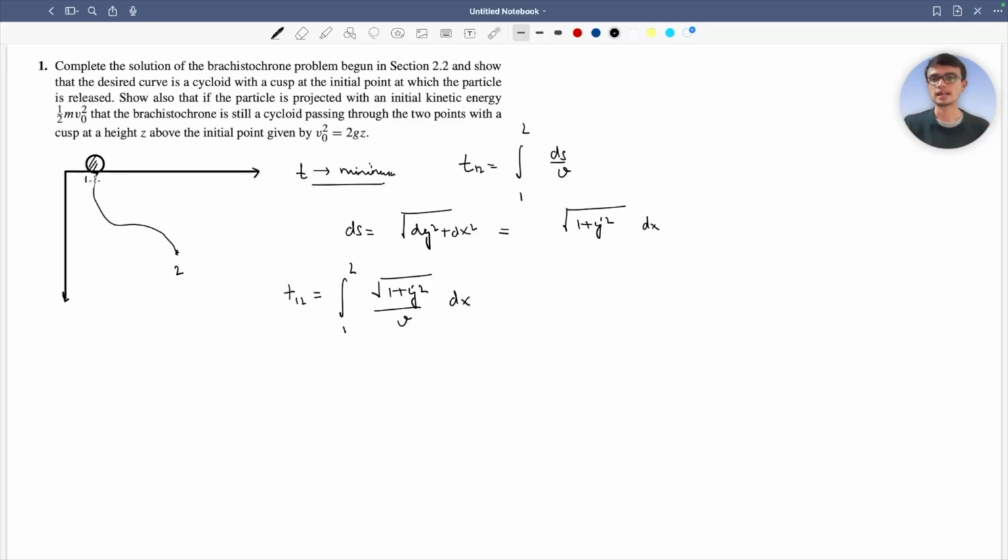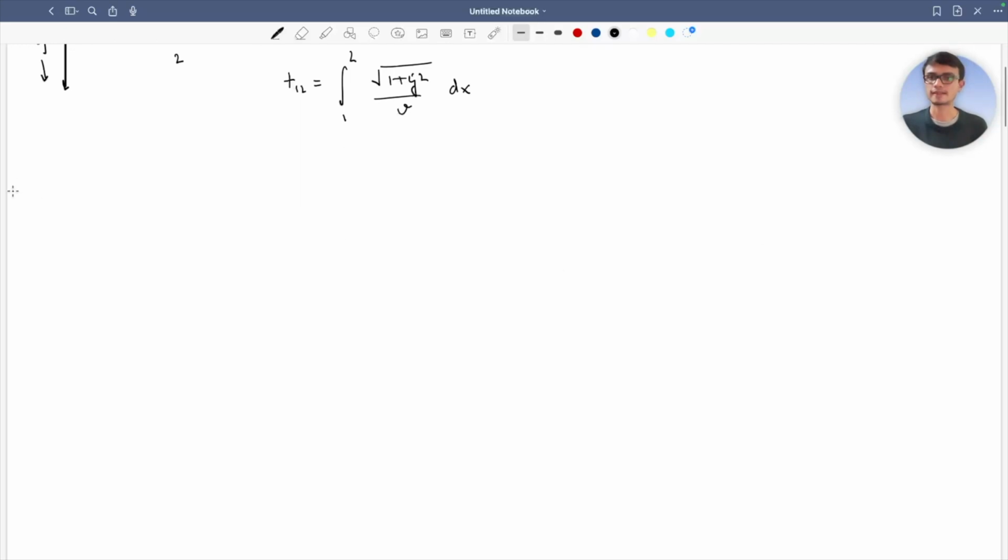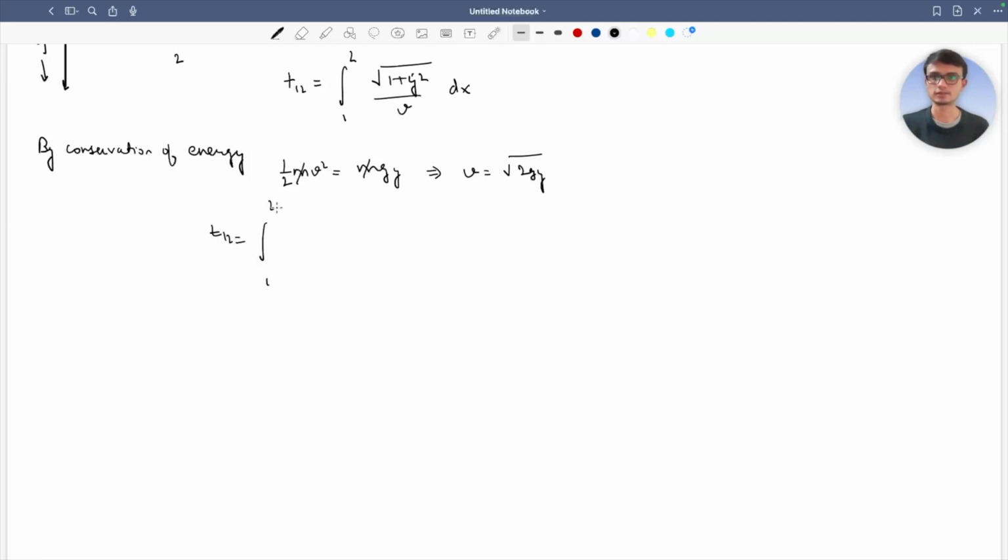Till here everything is fine, but you should realize that since the object is falling under the influence of gravity, and initially it has zero kinetic energy, as it falls it will reach some point where it has some kinetic energy depending on the height it has fallen. If this is my x-axis and this is my y-axis, y denotes how much height it has fallen. By conservation of energy, I have 1 by 2 m v squared equals m g y. So m and m cancel, which leaves me with v equals root of 2gy. So the integral turns into t12 equals the integral from 1 to 2 of root of 1 plus y dot square divided by root of 2gy times dx.